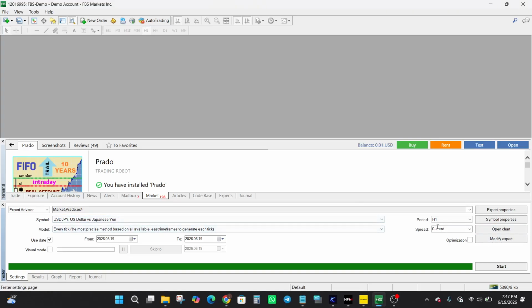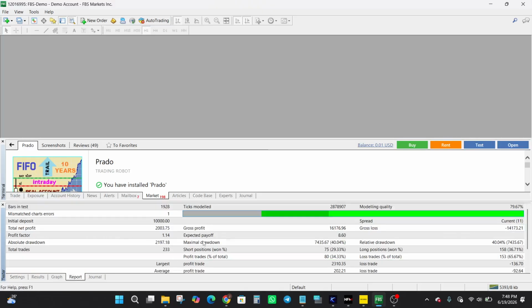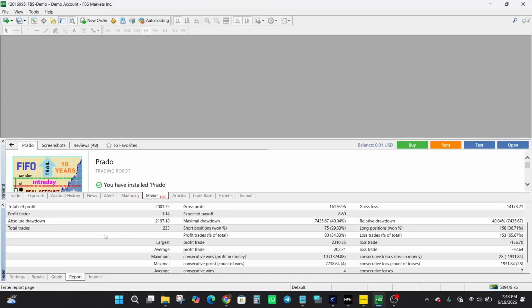Let's head over to our strategy tester so we can see how the Prado EA performed on USDJPY H1 time frame over the past 3 months in 2026. This is March 19th to June 19th. I'm using the every tick modeling. So from here, I can see that initial deposit was $10,000 and the total net profit was 2003.75. Total trades taken were 233, out of which 80 were profitable.